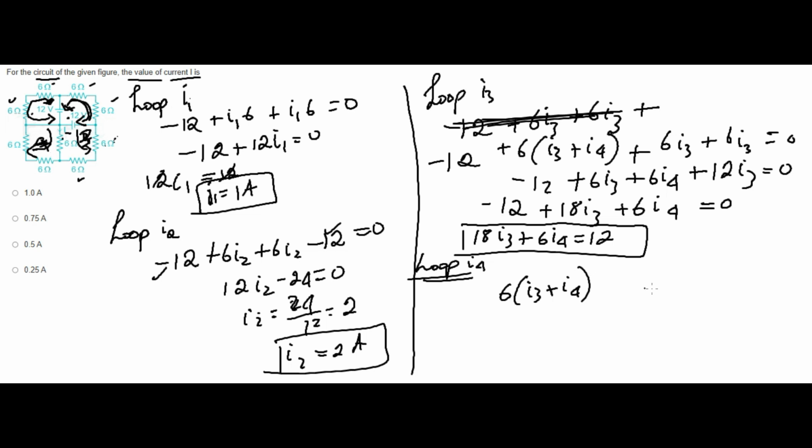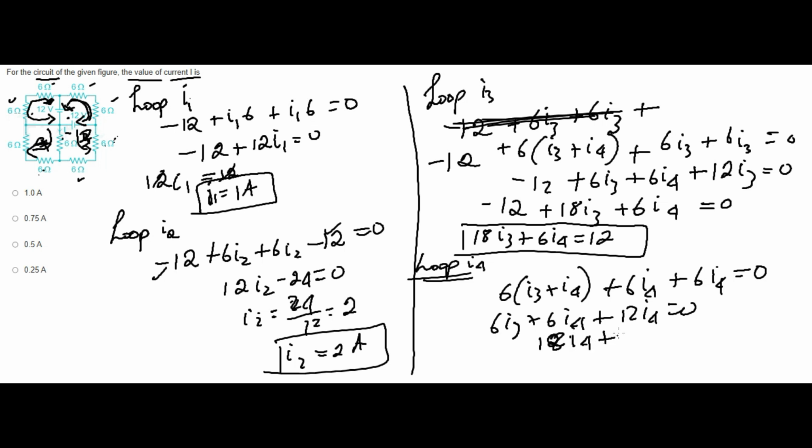So in this fourth loop, afterwards you take these two 6s. Plus 6 into I4 plus 6 into I4 is equal to 0. So I can write 6 I3 plus 6 I4 plus 12 I4 is equal to 0, so 18 I4 plus 6 I3 is equal to 0. Now we can call this equation 1 and this equation 2.